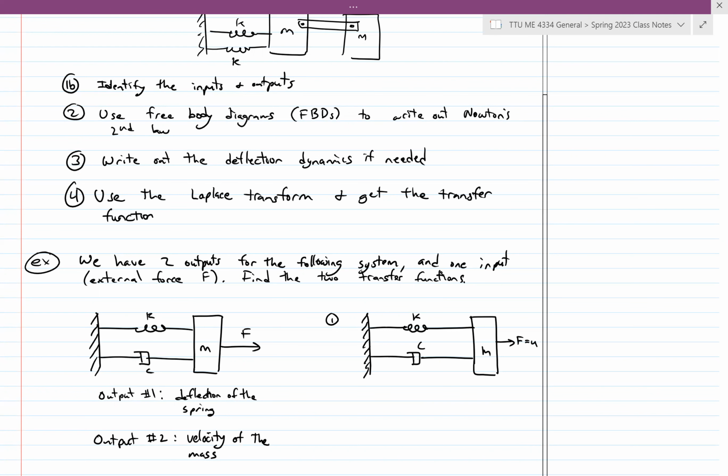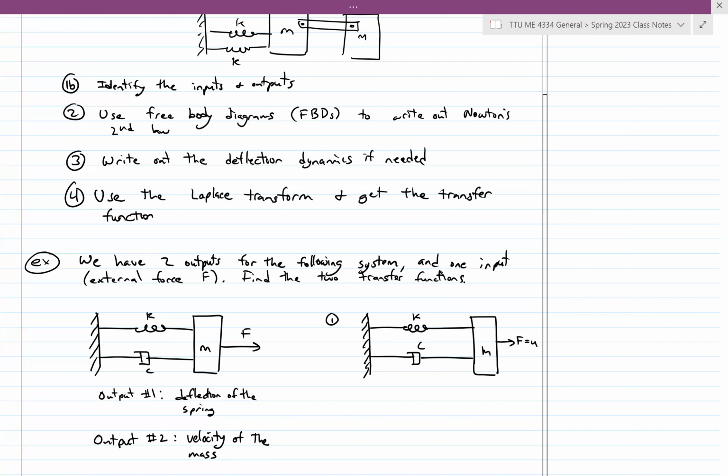Automatically, springs and masses, unless there's some weird nonlinearity going on, are independent right off the bat. So we have at least 2. Does the damper store energy? No, so it doesn't have any energy associated with it. So we have two independent energy storage devices.